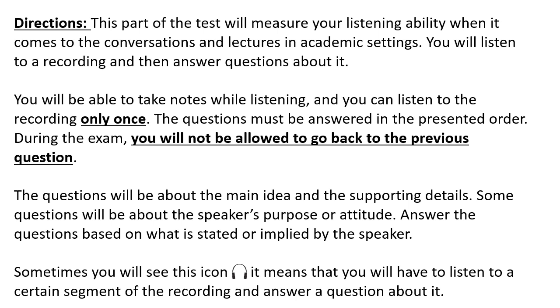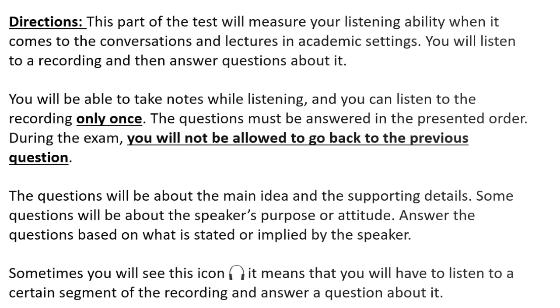The questions will be about the main idea and the supporting details. Some questions will be about the speaker's purpose or attitude. Answer the questions based on what is stated or implied by the speaker. Sometimes you will see this icon. It means that you will have to listen to a certain segment of the recording and answer a question about it.